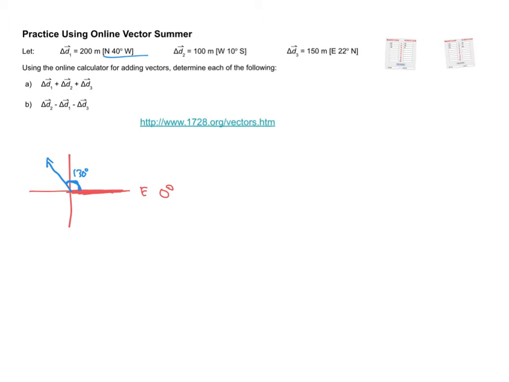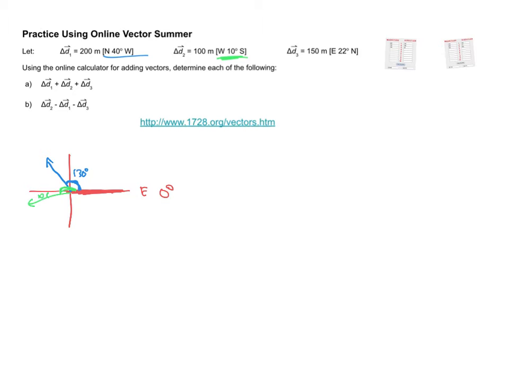What about vector 2 when it's west 10 degrees south? So west 10 degrees south looks something like this, with this being 10 degrees below west. So I would put in, if you start all the way from the east and go counterclockwise, that would be 180 plus 10. So I would put in 190 degrees for the green one.